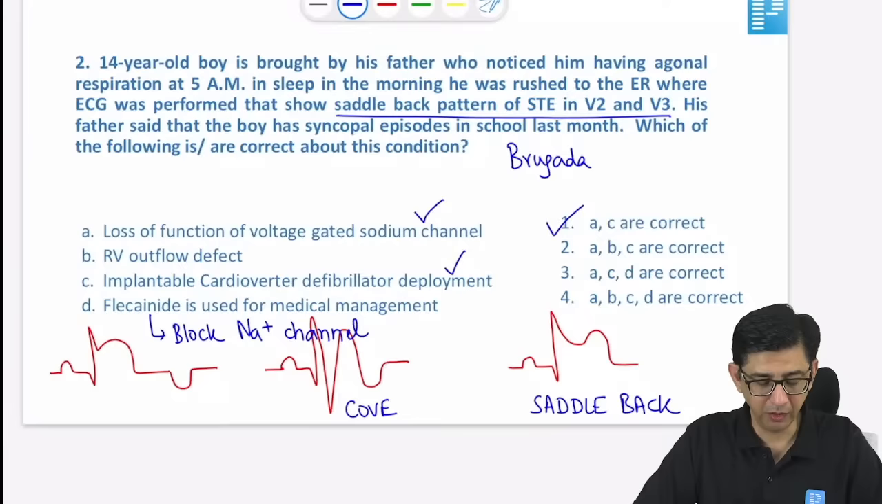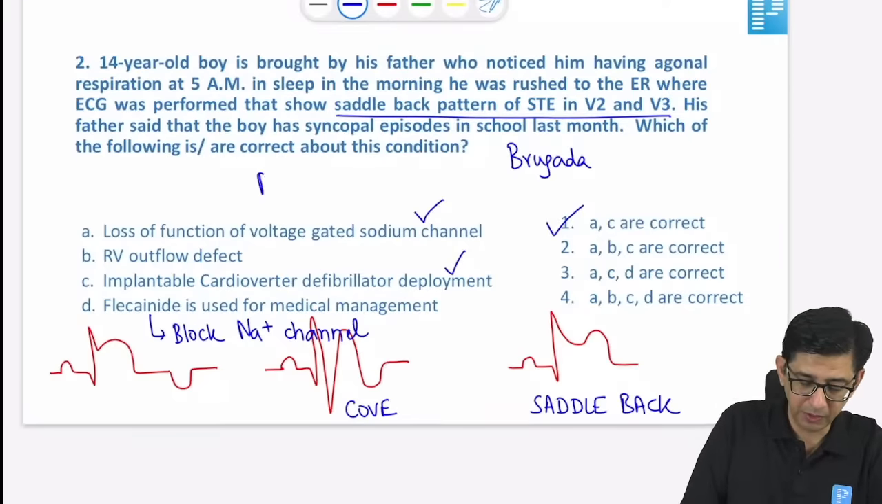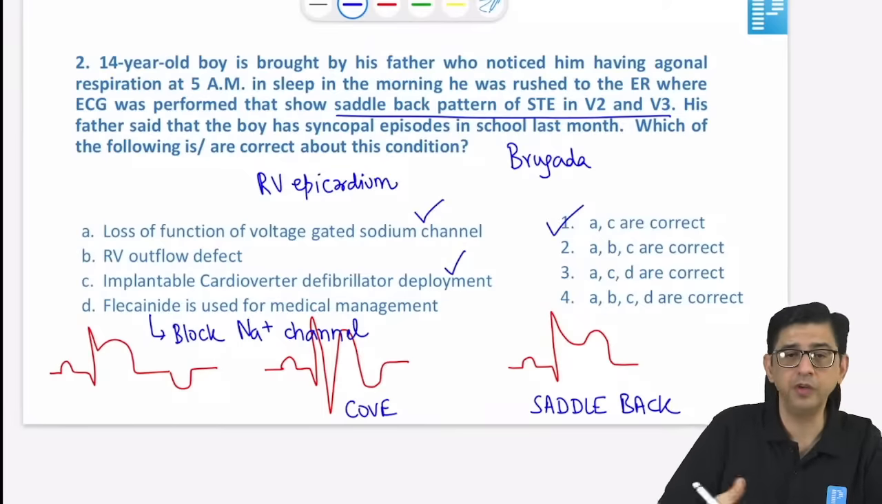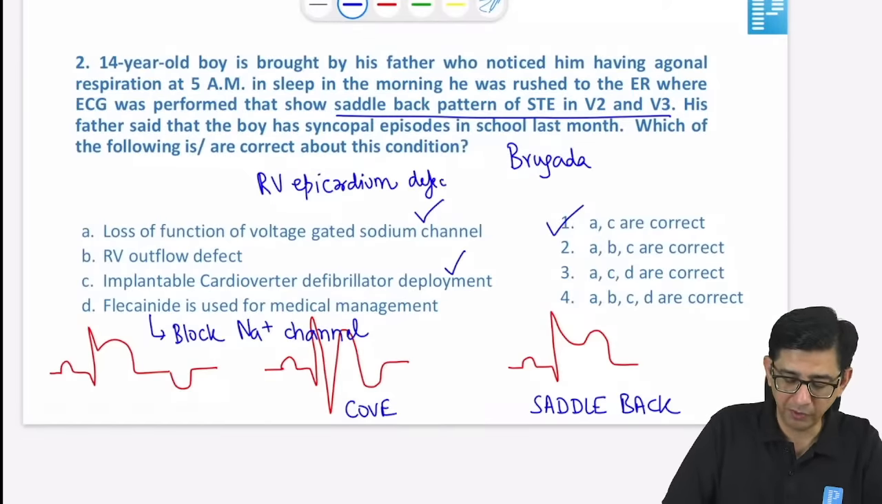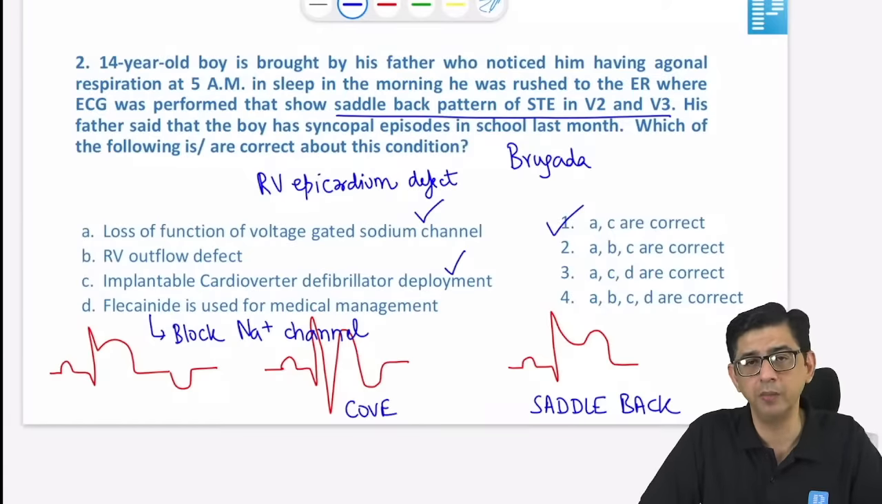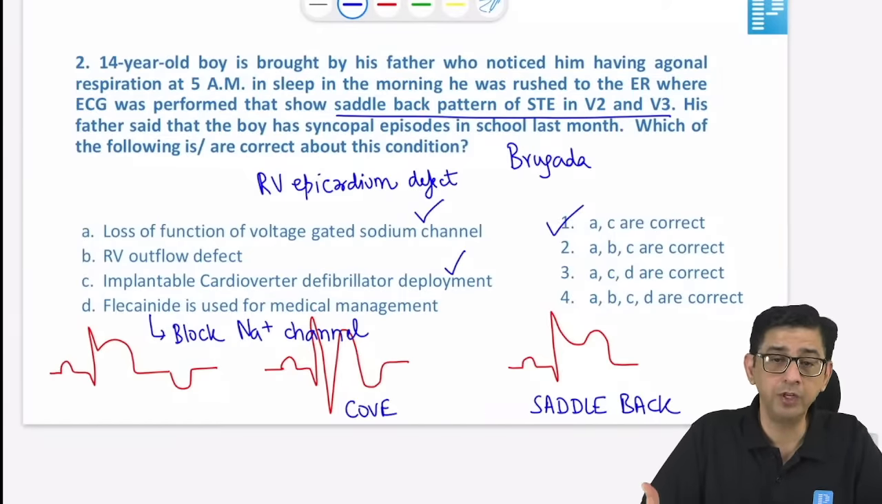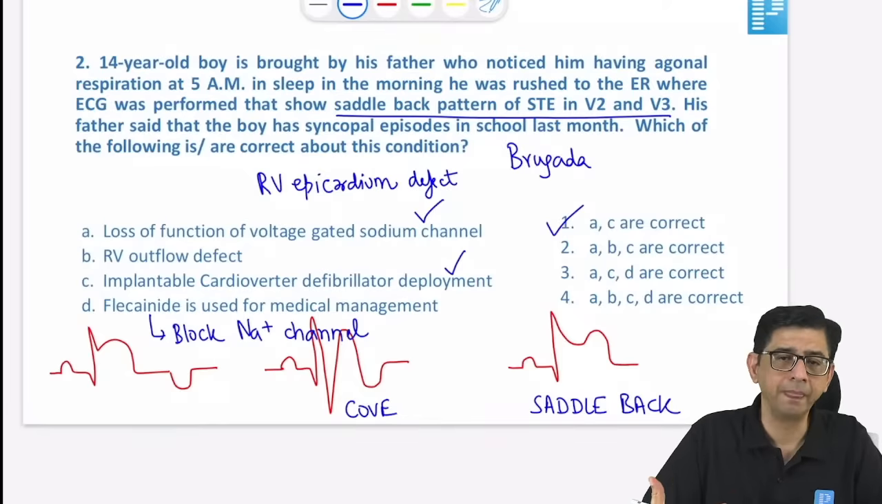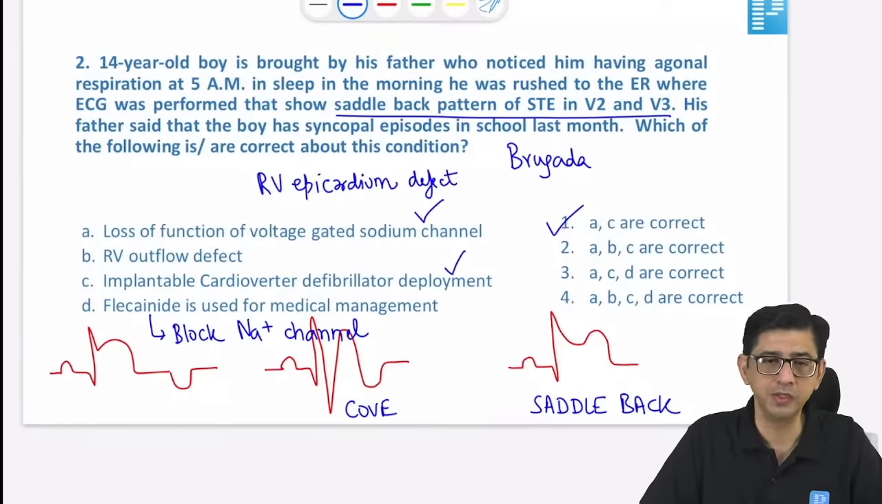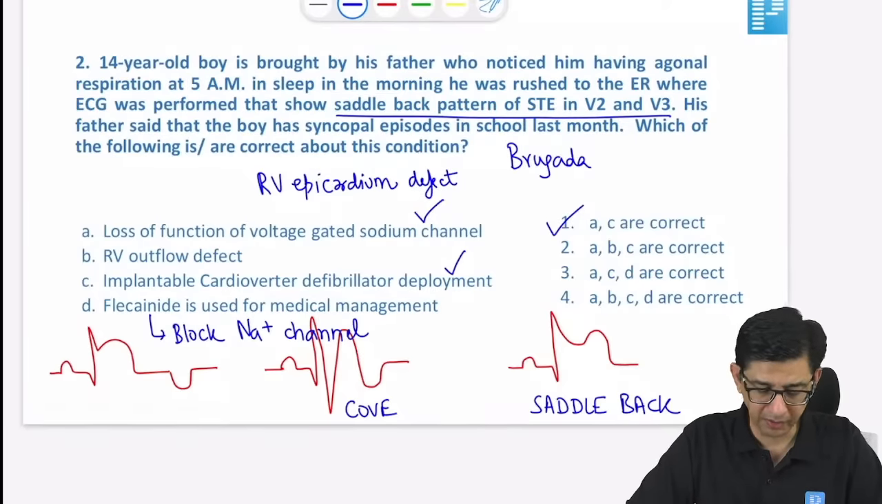It says right ventricular outflow defect. See, the problem in this condition lies in the right ventricular epicardium. Why it is not ABC is because this condition would not have a right ventricular outflow defect, but a right ventricular epicardium defect. This sometimes may be associated with a bundle branch block, or a bundle branch block pattern on the ECG. When I say the word right ventricular outflow defect, there's no physical obstruction present. So it's more of a channel defect in the right ventricular epicardium, which is why I have emphasized it here.